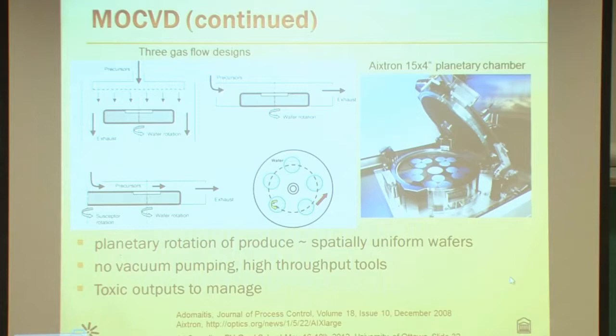And then this one has a central shower head, this is like a cross section, just showing half of that. The shower head has gas coming down the center across the substrate, across the whole chuck into the outside. So it's showing here a sector rotation and wafer rotation. There's no vacuum pumping, and that helps with the high throughput rates, but there are some toxic outputs to manage.